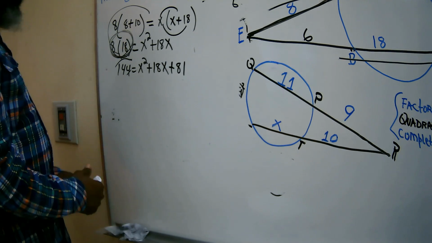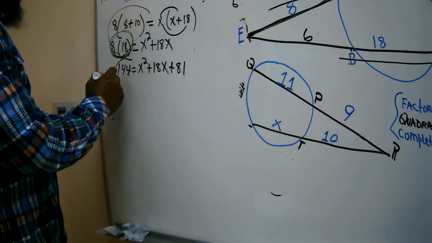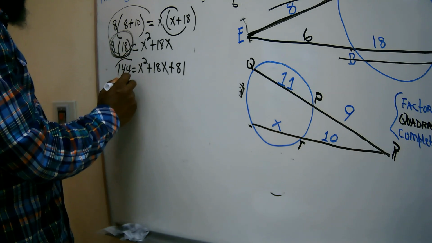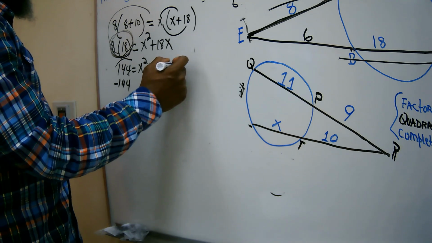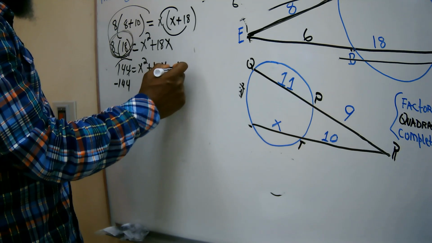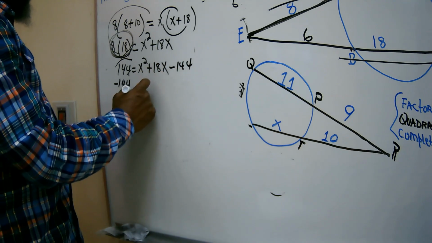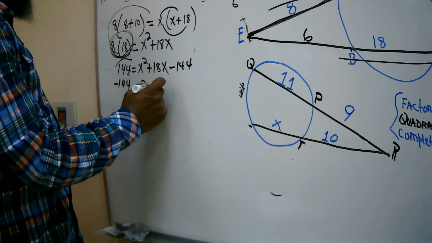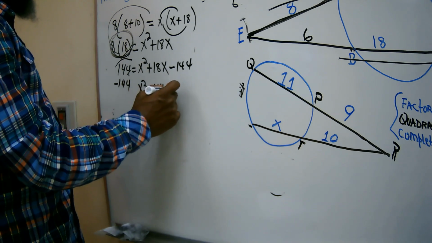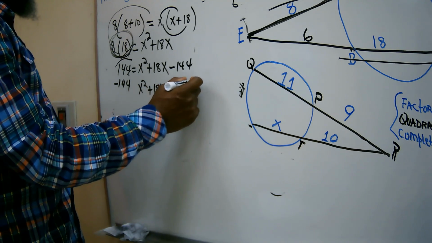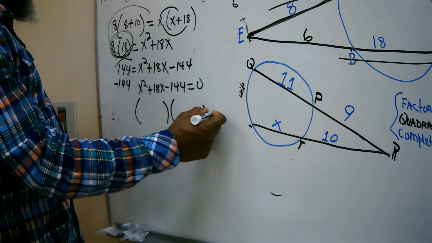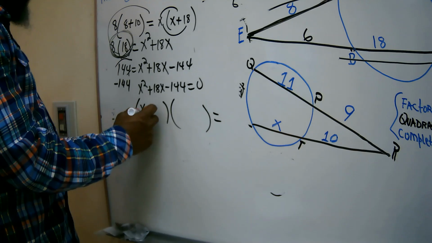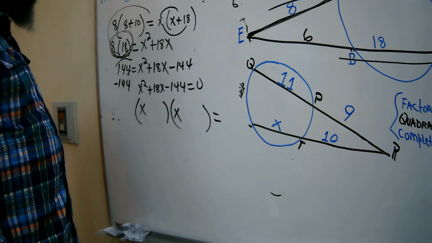In order to use factoring, you will have to subtract 144 so that this side is equal to 0. You will have to subtract 144 instead of completing the square. So this will give you minus 144. So we will end up with x squared plus 18x minus 144 is equal to 0. Remember from algebra 1, you will have to factor, so that will be x and x.